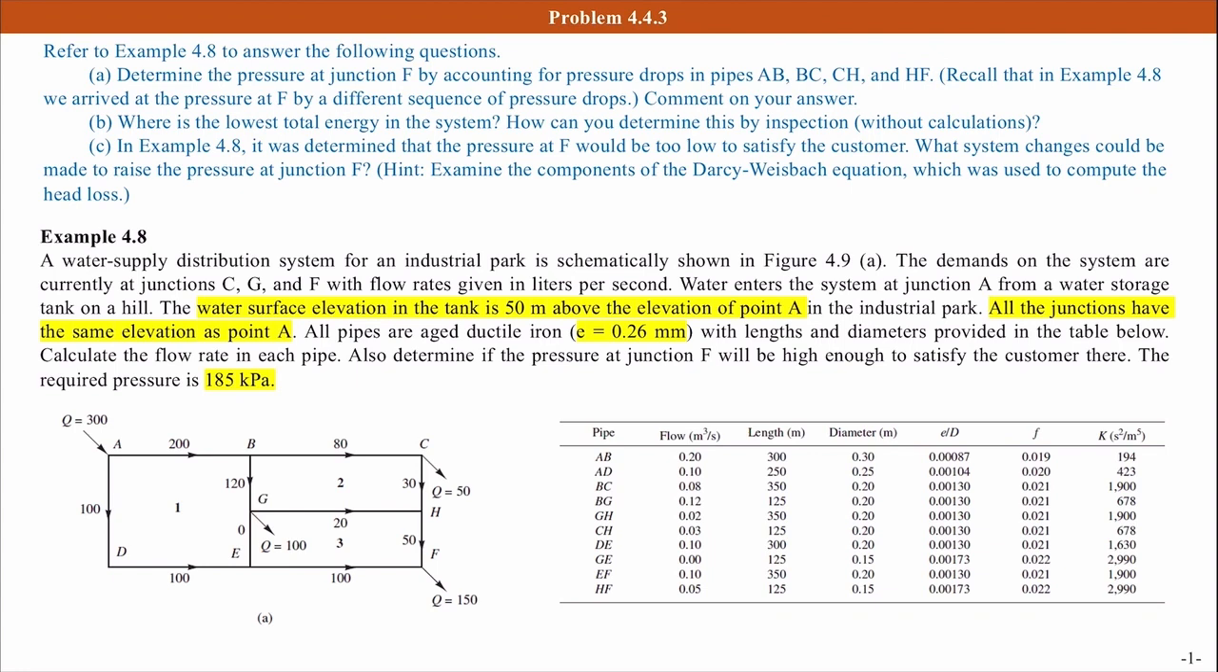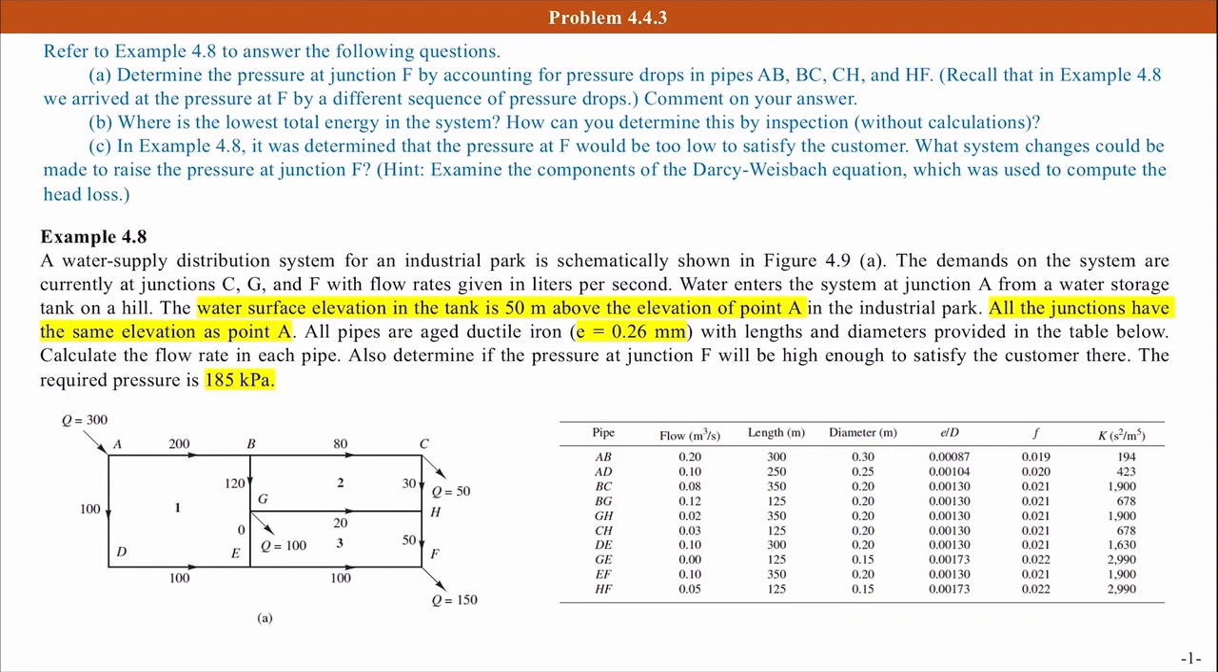Here is a water supply distribution system. The demands on the system are currently at junctions C, G, and F. Water enters the system at junction A from a water storage tank on a hill. The water surface elevation in the tank is 50 meters above the elevation of point A. All the junctions have the same elevation as point A. The roughness, initial flow rate, length, diameter, friction factor, and coefficient K are given in the table below.